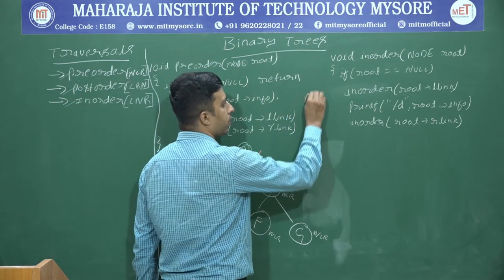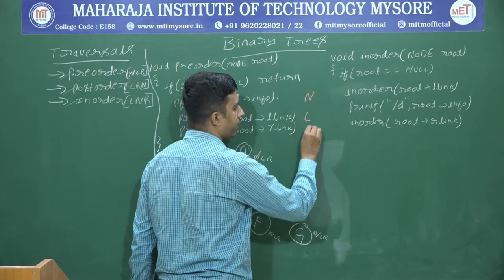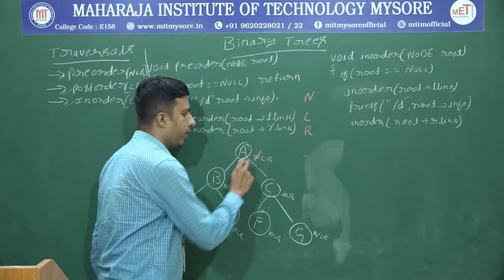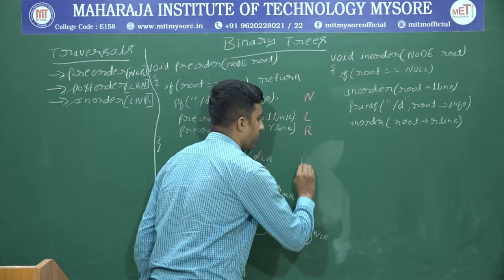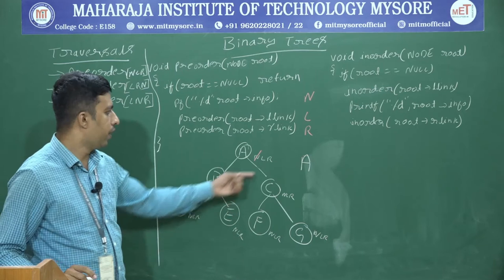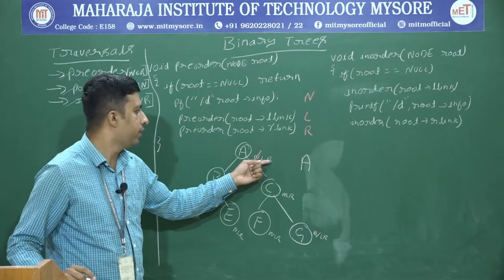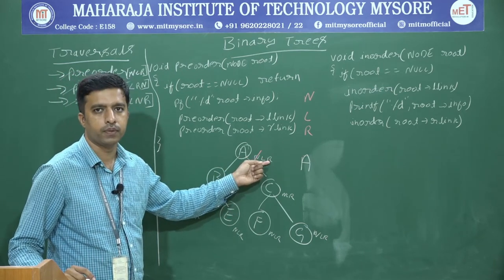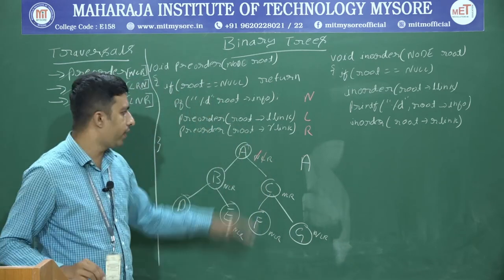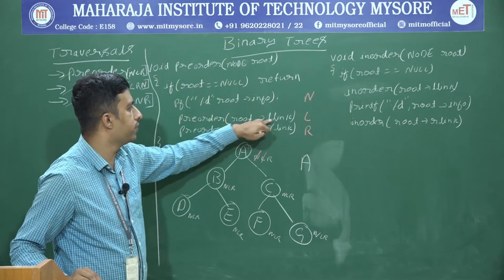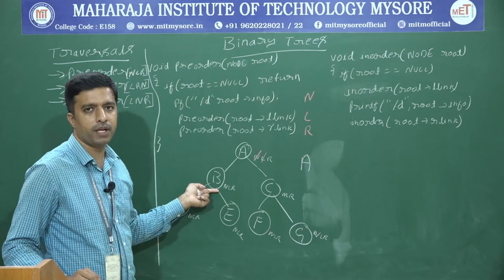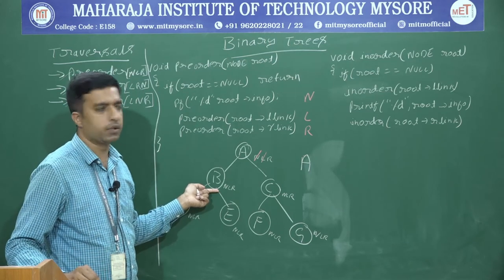This is node, this is left, this is right. When a node is encountered, it prints the first information, that is A. Now through the recursion function, it calls left. When the function calls root of left, this becomes the root now in the recursion procedure.